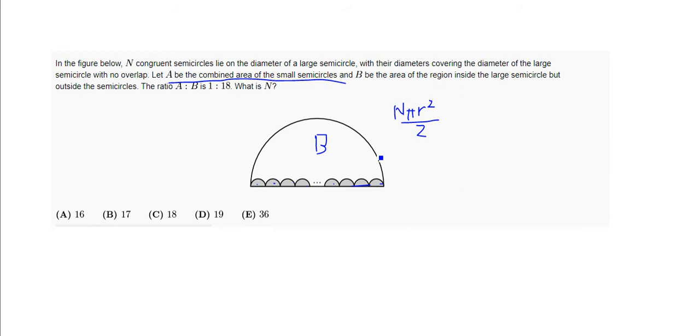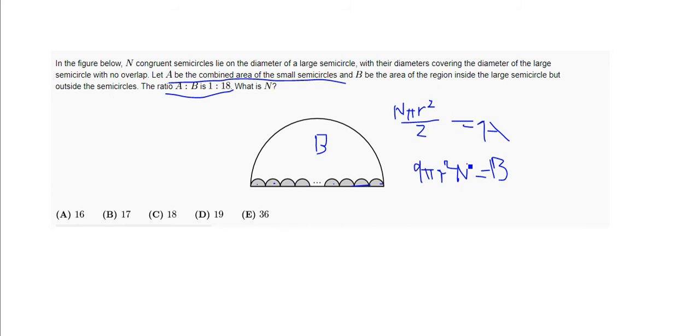B is the area of the region inside the large semicircle, but outside the semicircles. A to B is 1 to 18. We can't necessarily find B algebraically, but what it's telling us is that the ratio of A to B is 1 to 18. So we know that B is just 18 times A. So B is equal to 18 times n times pi times r squared divided by 2, which is just 9 pi r squared times n. So this is what we have.